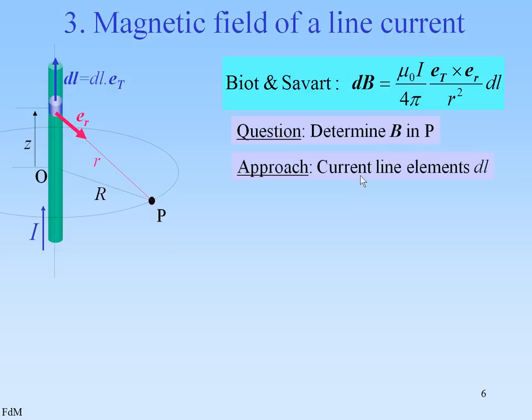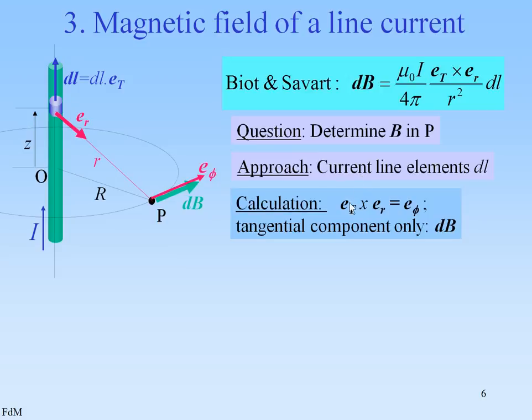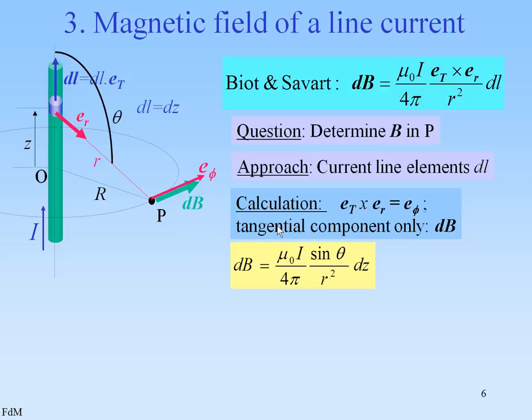We have to do it with current line elements, and this means that the calculation of et times er cross product is e phi, the tangential unit vector, perpendicular to both of these vectors. And you can see that we only have a tangential component. And this means that dB can be written as mu naught I over 4 pi times sine theta over r squared.